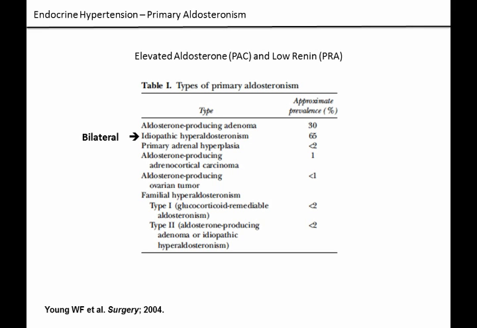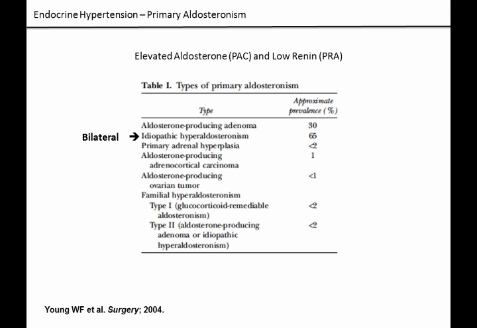Okay? There are very rare things like primary or unilateral adrenal hyperplasia. It's very rare. To have an adrenocortical carcinoma that secretes aldosterone is very rare, not unheard of. Aldosterone-producing ovarian tumors. These we'll come back to at the end, particularly type 1. This is a fascinating form of hyperaldosteronism that's imminently treatable, extraordinarily rare, but very treatable. And it's called glucocorticoid remediable because glucocorticoids actually will suppress the hyperaldosteronism.